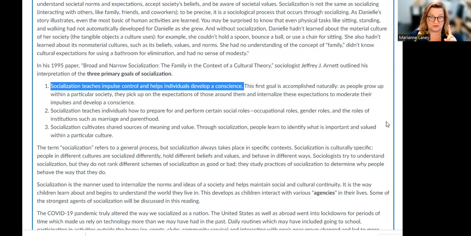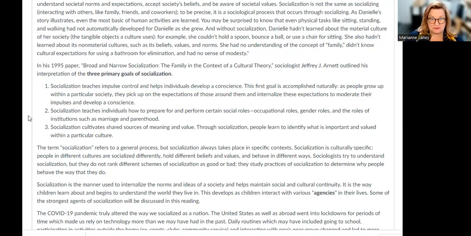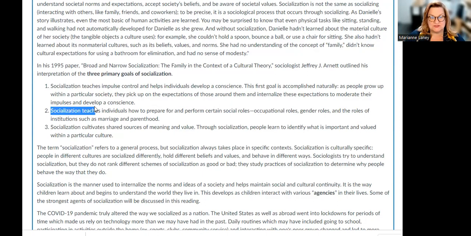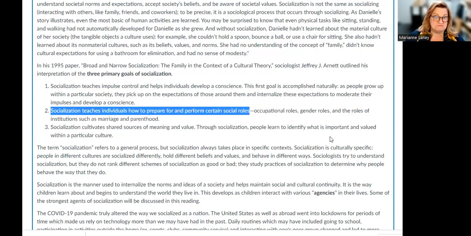But some people, number one, weren't taught these things, and number two, go against them. So socialization is an important process to make sure that our society moves forward sort of smoothly. There's always going to be bumps, but again, it's all about conformity and safety, and we'll talk more about that too. Socialization teaches individuals how to prepare for and perform certain social roles.